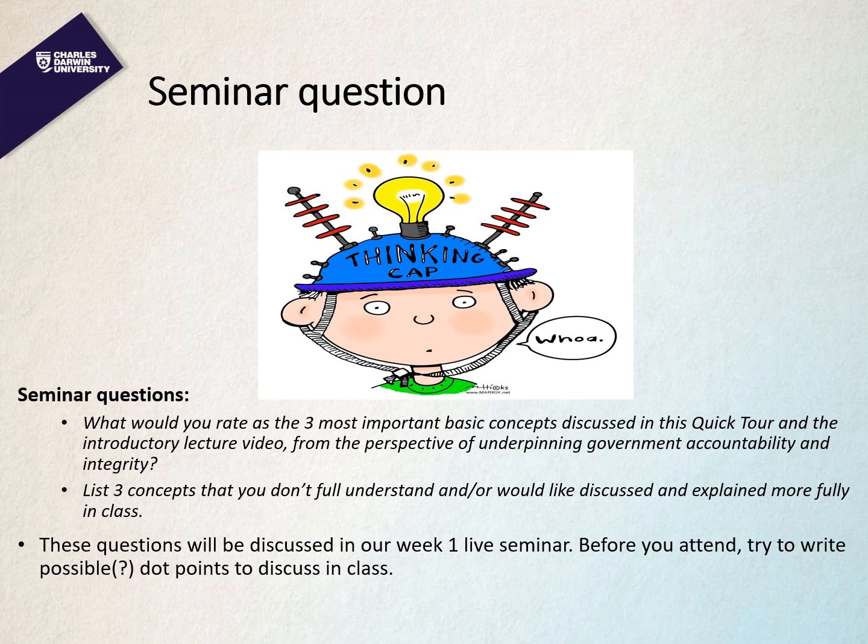We'll probably adjourn into the breakout rooms in Collaborate and discuss these in groups, and then come back into the main room to discuss them between all of us. And lastly, list 3 concepts that you don't fully understand and or would like discussed and explained more fully in the weekly seminar. So on both of those questions, I'd like you to have a think about them between now and the week 1 seminar. Perhaps come along with a few notes about things that you don't fully understand, and we'll try and deal with them, because that's what the class is all about.